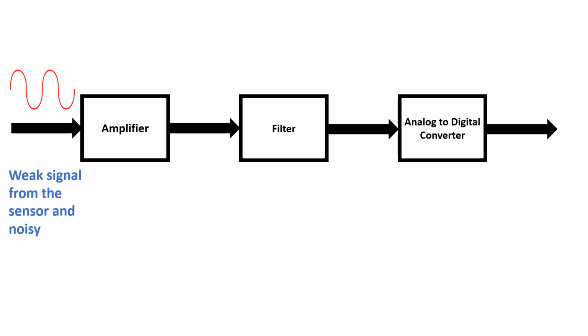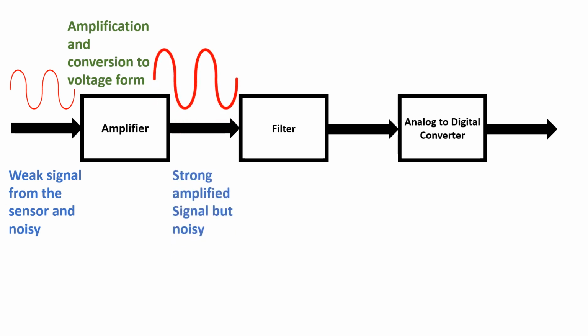The first block is the amplifier. The job of an amplifier is to convert this weak signal into a stronger signal, which is known as the amplification process, and also at the same time it converts the incoming weak signal, which might be in the form of anything like sound waves, vibration, or any other continuous analog signal form, to a voltage signal form. Now here we can see the output of the amplifier is much stronger, but it is still very noisy.